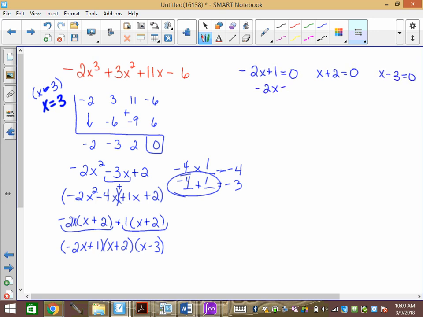Negative 2x equals negative 1. Divide by negative 2. X equals a half. Subtract the 2. These ones are easy. X equals negative 2. Add the 3. X equals 3. Okay, so I have x-intercepts. Yay. What else helps me draw?